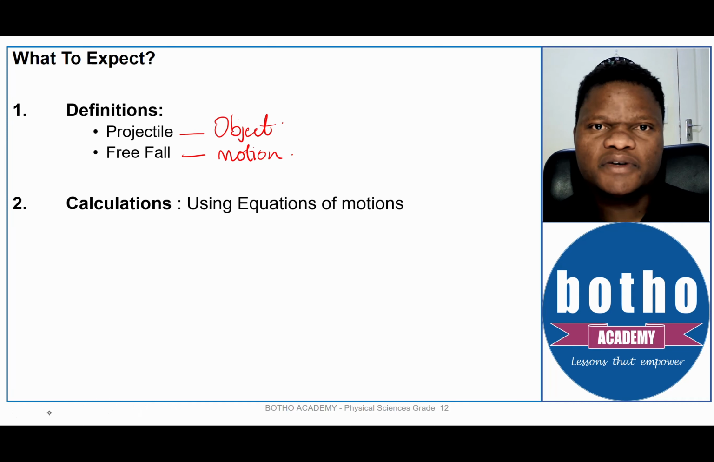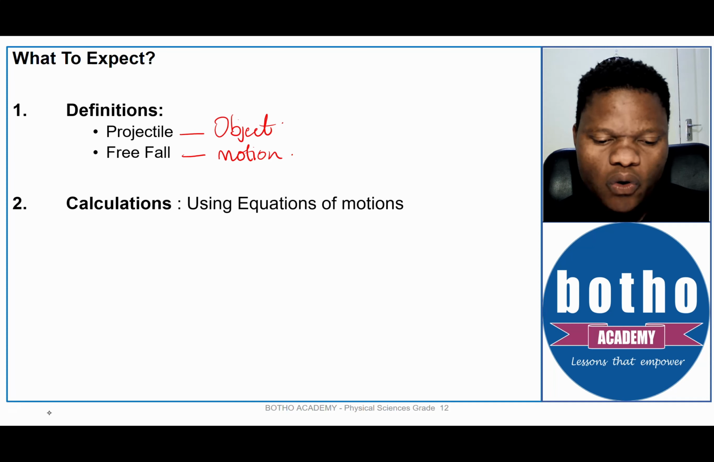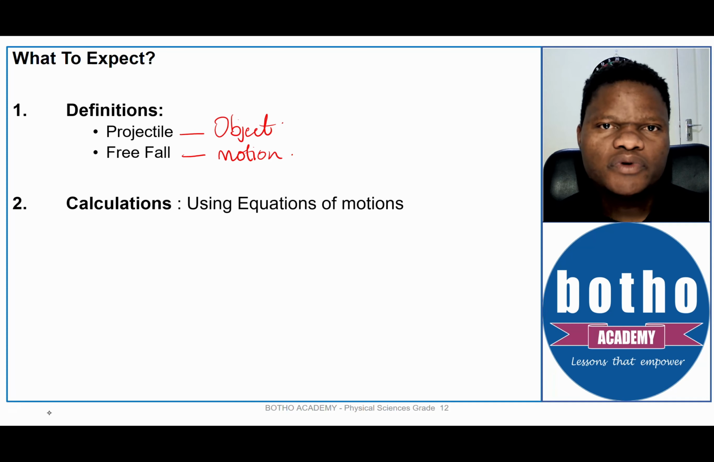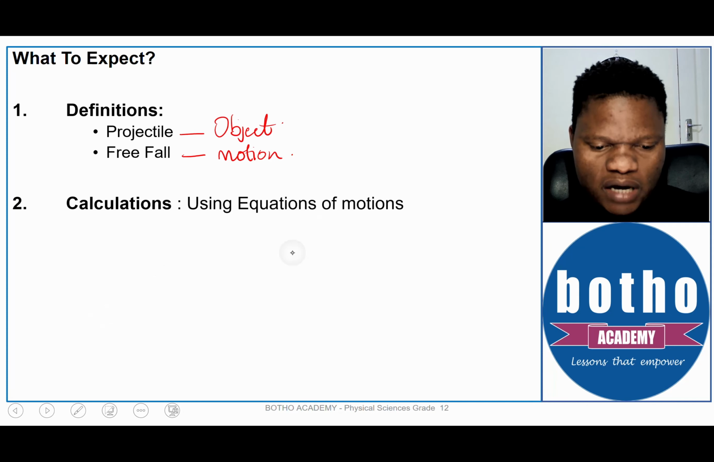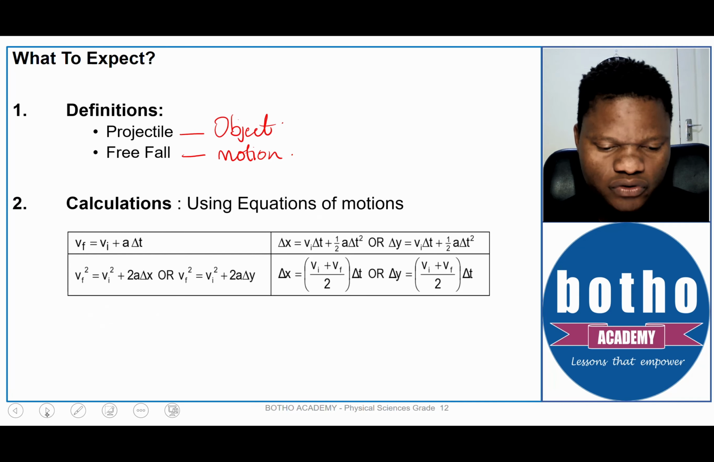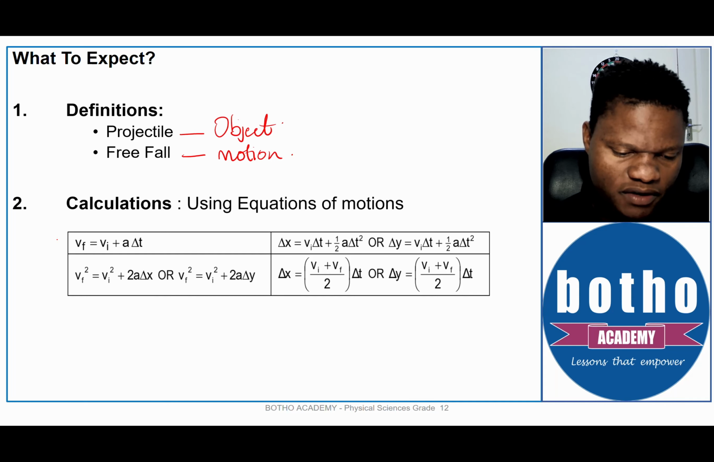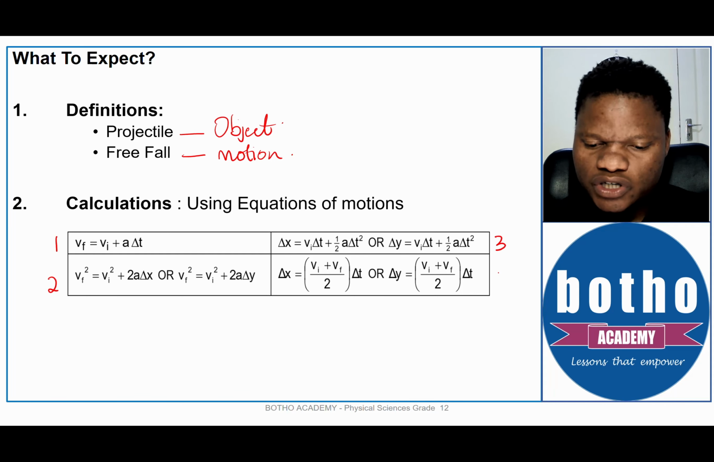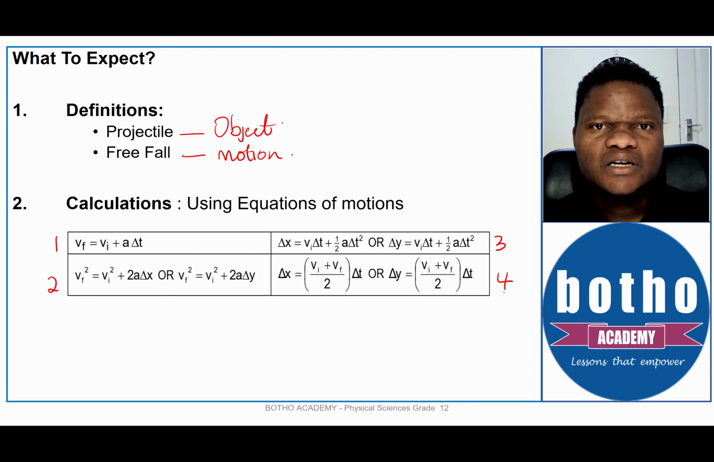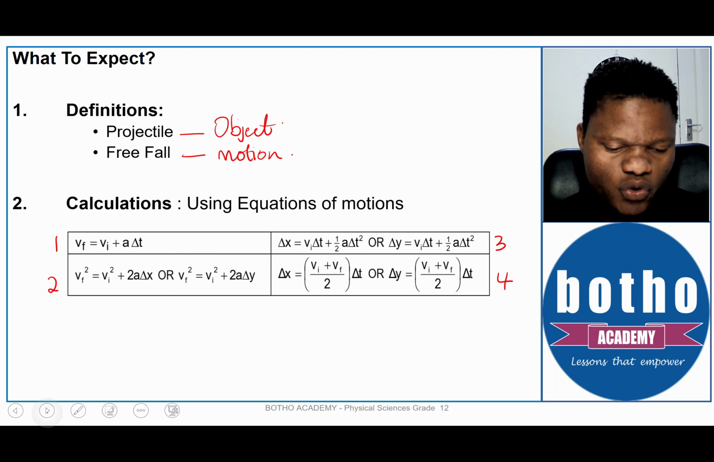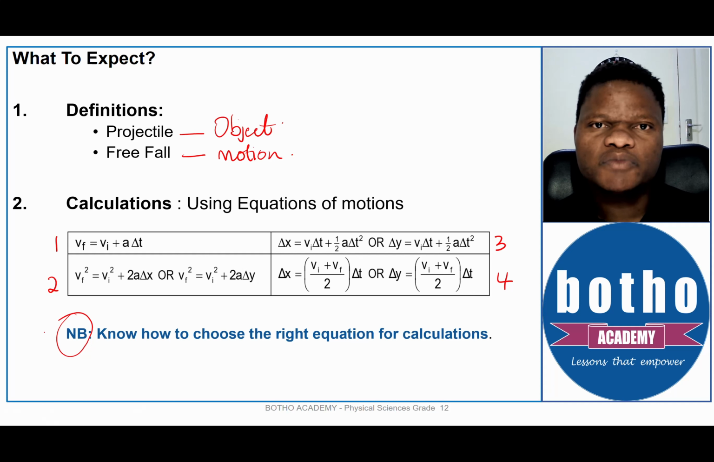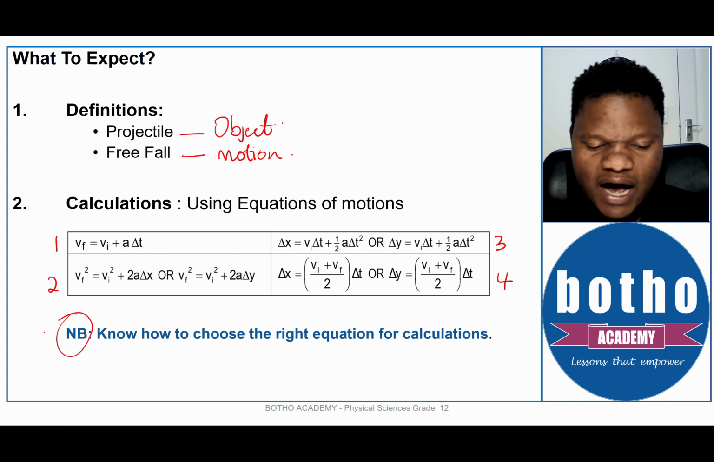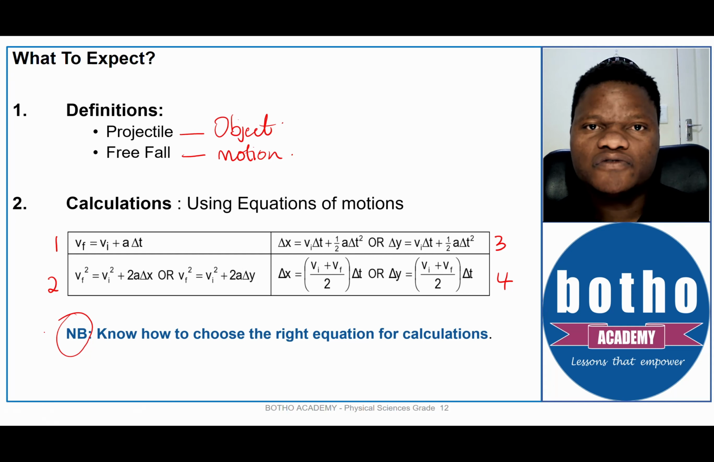Secondly, you should definitely expect calculations using equations of motion. This is a topic where there are 4 equations that we use very often, and those are the equations of motion. You should not worry about memorizing them because they are always given to you. These are the 4 equations. Usually we label them as equation 1, equation 2, equation 3, and equation 4. You must be able to use them, and you must know when to use which equation, and that is exactly the tricky part about the calculations in this topic. You need to know how to choose the correct equation for a specific question.